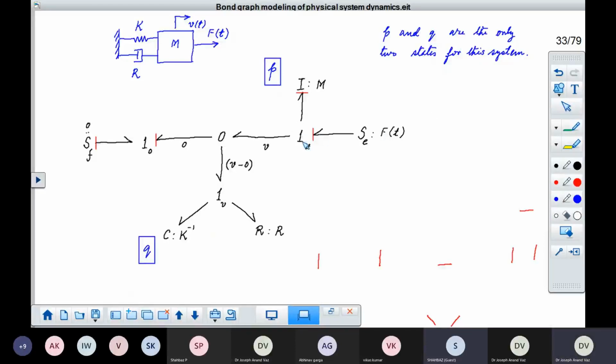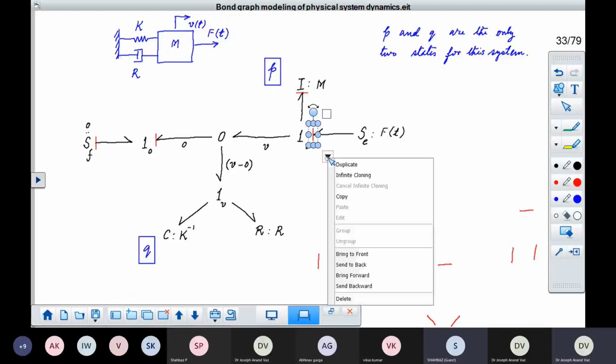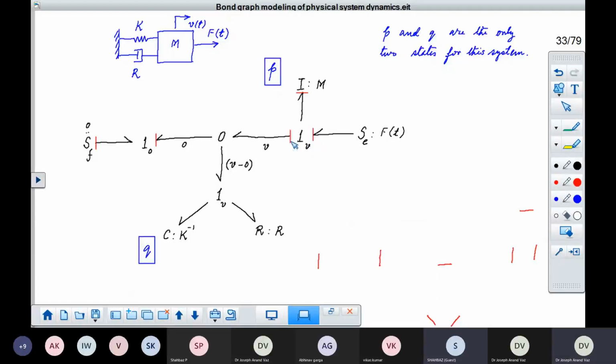And now the one junction, all the other bonds have to accept that flow. So we will place the causal stroke here. So now for this one junction, all the bonds have been causal. Now for the zero junction, one bond has brought in flow, the other bond has brought in flow. One bond has to bring in effort. The only remaining bond is here. So this one has to bring in information of effort. Then the information of effort has been brought into this zero junction. So here causality is complete.